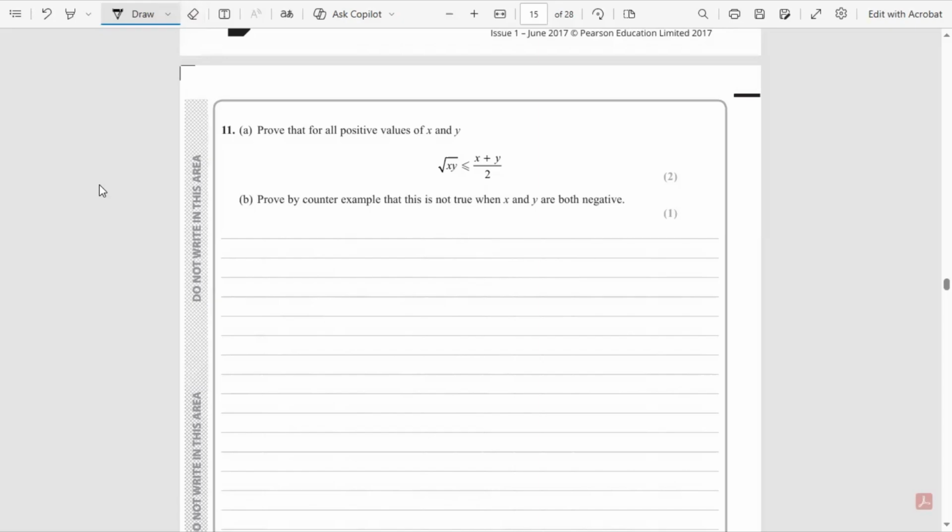Hi everyone. So in this video, we're going to work through a Year 12 proof question from the AS sample paper. Now, part A of this question says: prove that for all positive values of x and y, the square root of xy is less than or equal to (x plus y) over 2.